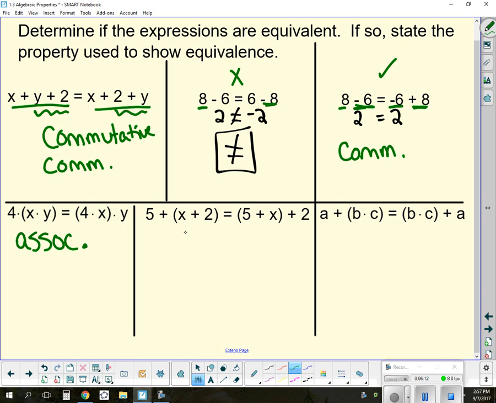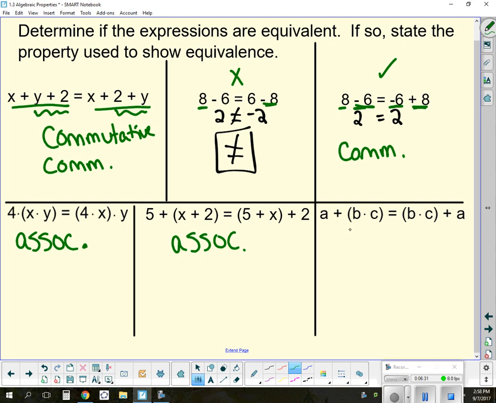Next one, we have all addition, and we have them all in the same order, 5x2, 5x2. So that rules out commutative. Is it associative property? Did your grouping change? Sure enough, it did. So we have an associative property.